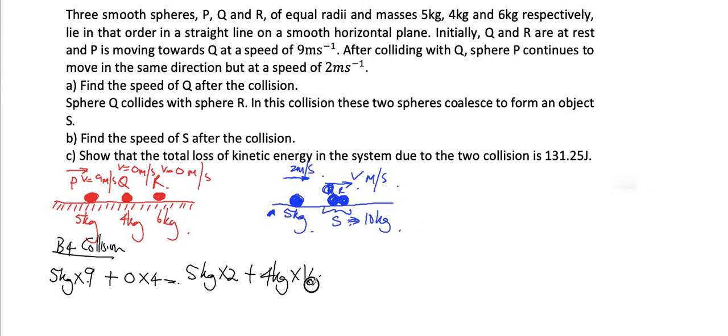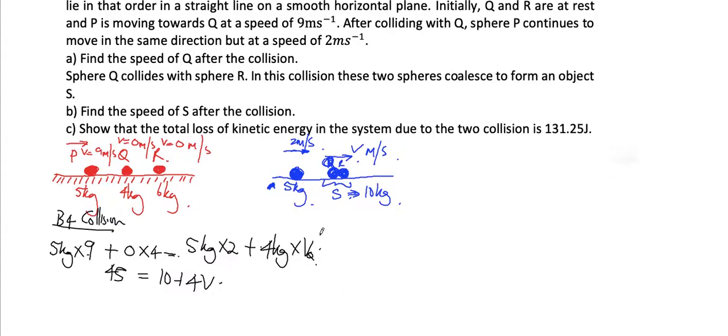So this V is for Q, the velocity of Q. What is the velocity of Q when it's moving? So let's do that. That's 45 equals 10 plus 4V, since 5 times 2 is 10. Now if I continue, that should be 45 minus 10, which is 35. 35 equals 4V. So V equals 35 over 4, which is 8.75 meters per second. So this is the first part.